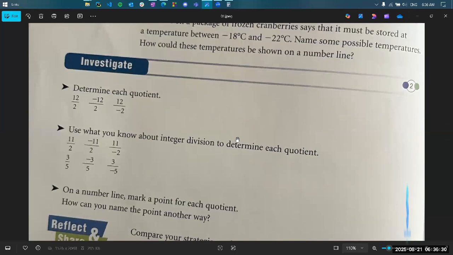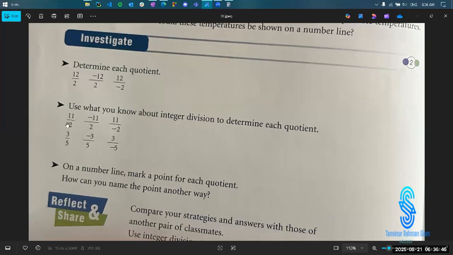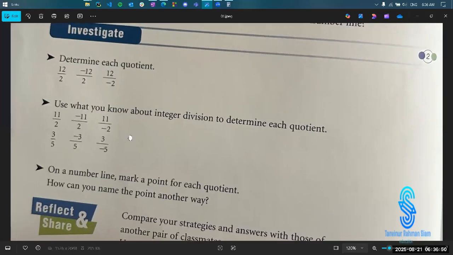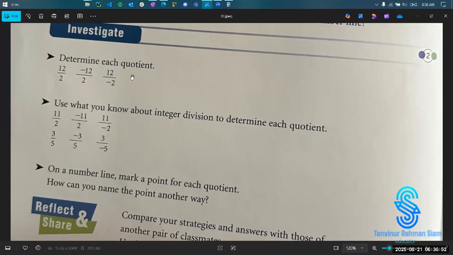Okay. So before that, we have solved the fruit example. After that, we have some types of maths or some types of formulas. So first of all, they have said to determine each quotient.